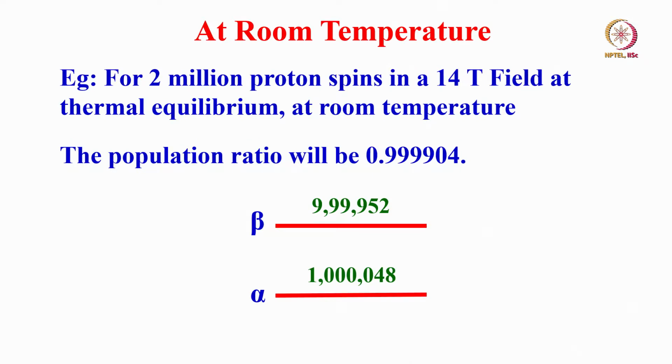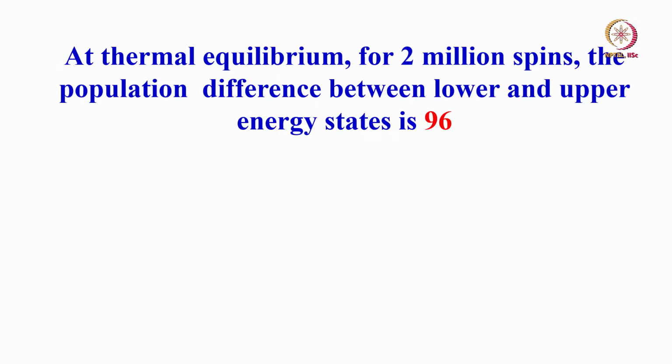If I consider 2 million proton spins and take a magnetic field of, let us say, 14 Tesla, I calculated by putting it into that equation, and the population ratio turns out to be 0.99904. Then I calculated how many spins are there in the alpha state and how many spins in the beta state, and I found the difference is 96. My God, look at it. There are 2 million nuclear spins I took as an example, and at room temperature in a magnetic field of 14 Tesla, the population difference is only 96, and that is what we have to detect, the difference in spin populations.